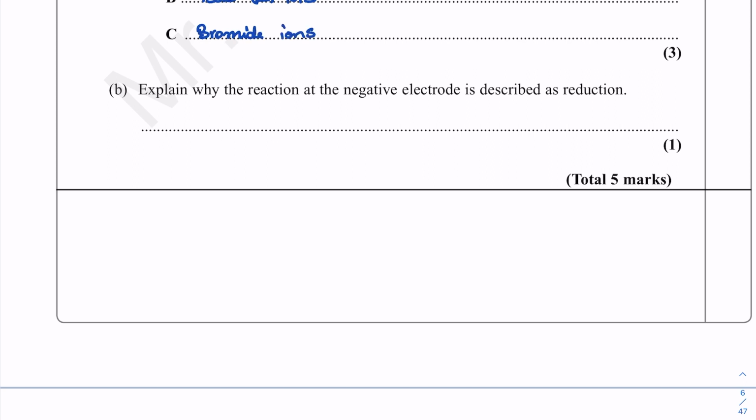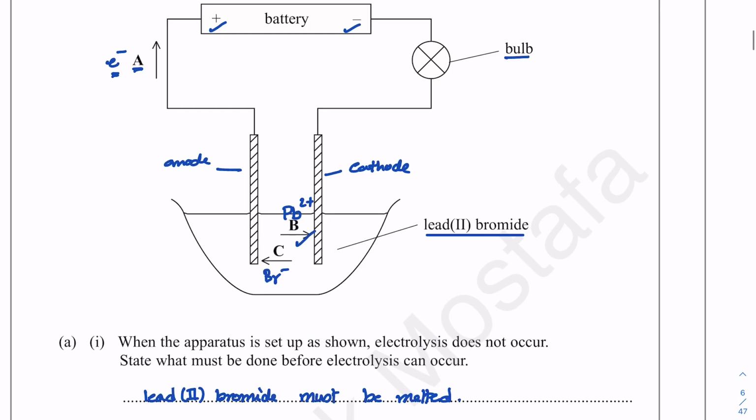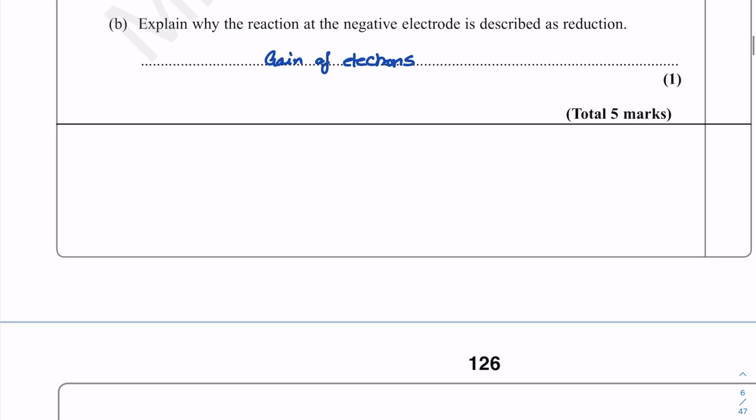Explain why the reaction in the negative electrode is described as reduction. أكيد عشان حصل gaining of electrons. مين اللي عمل gaining of electrons؟ الليد. ممكن نكتب lead Pb 2 positive ions gain electrons.